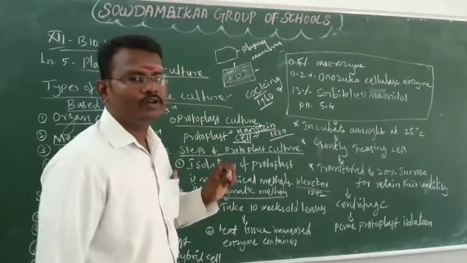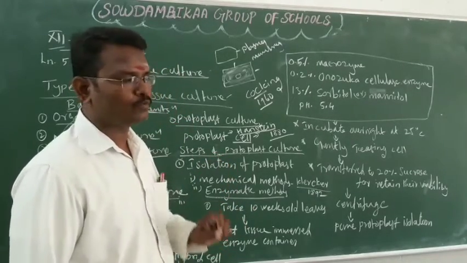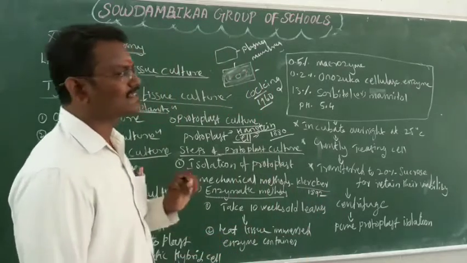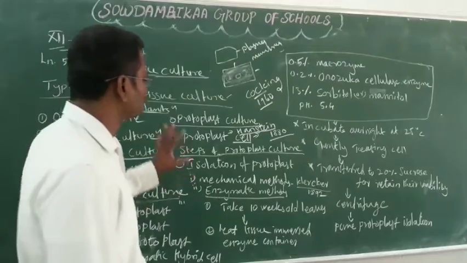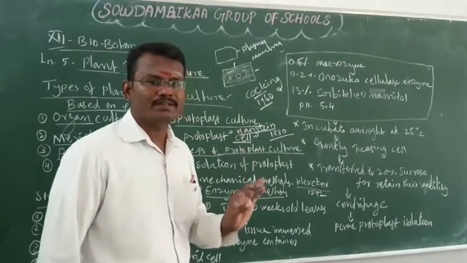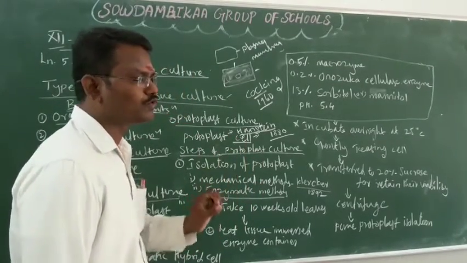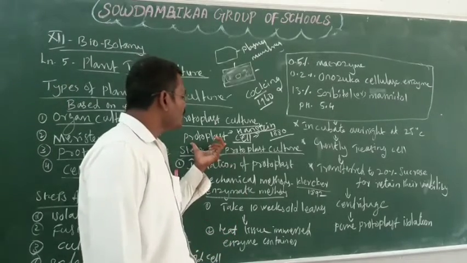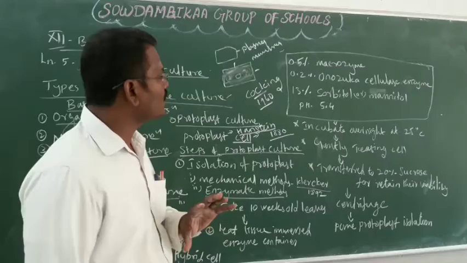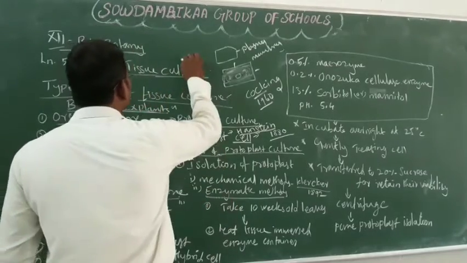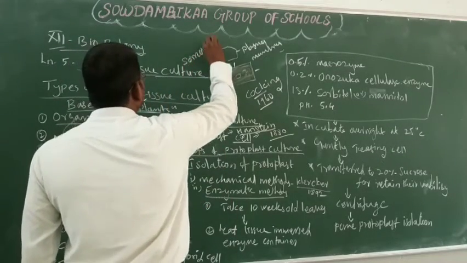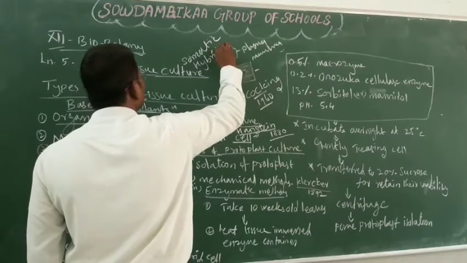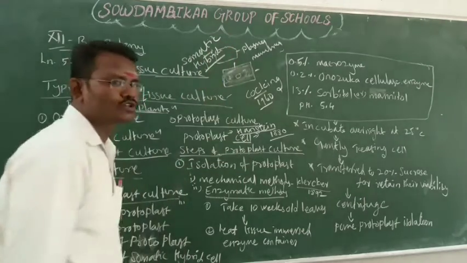Now define protoplast. A protoplast is a cell without the cell wall. It is bounded by the cell membrane, or plasma membrane. It is used for its ability to produce whole plants from a single cell. Protoplasts are also used to produce or develop somatic hybrids.